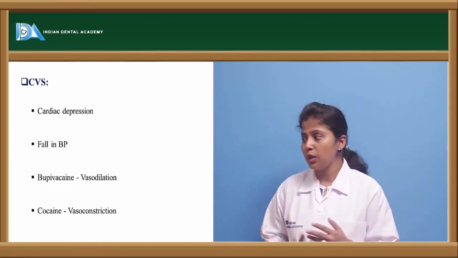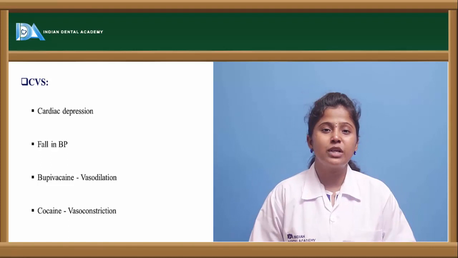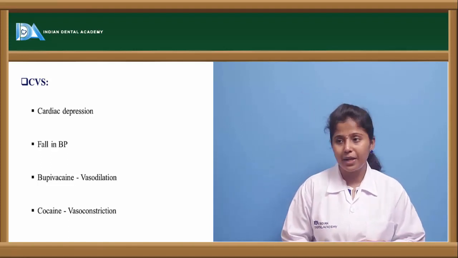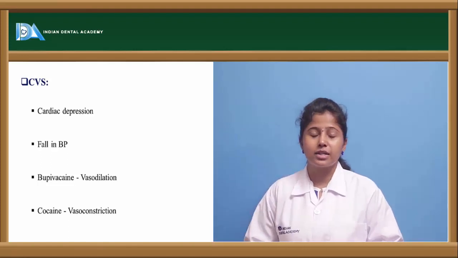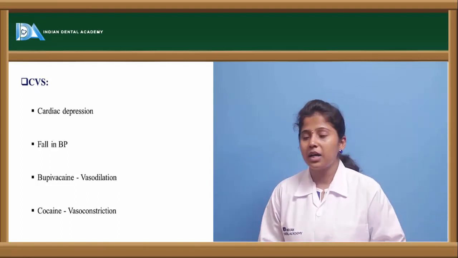If cardiac depression is caused, then it may lead to a fall in blood pressure. So the blood pressure will be lowered, and drugs like bupivacaine cause vasodilatation, dilatation of the blood vessels, whereas cocaine-like drugs cause vasoconstriction. It will cause constriction of the blood vessels.